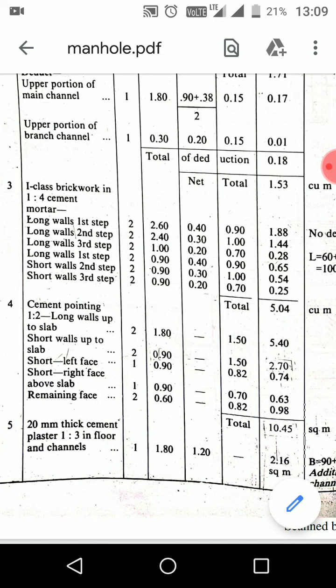Hello everyone. In the last video we were doing the estimation of a manhole. This video is also a continuation of that particular example. So we will start with the third item, that is first class brickwork in 1:4 cement mortar.